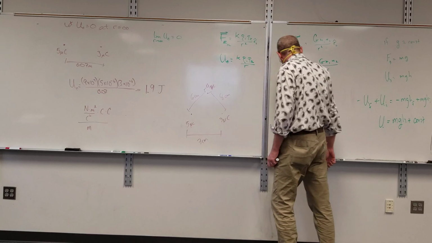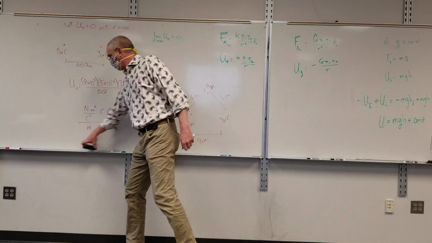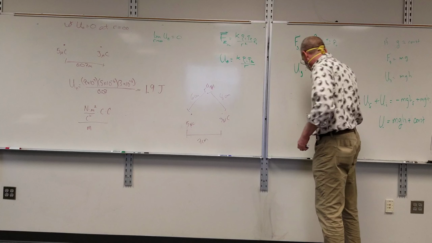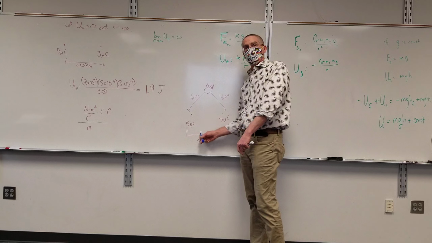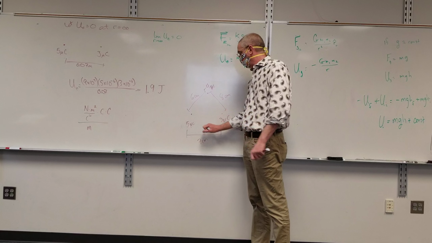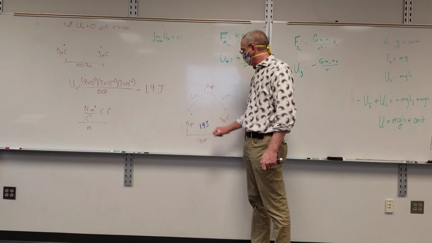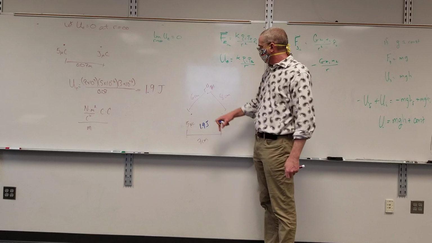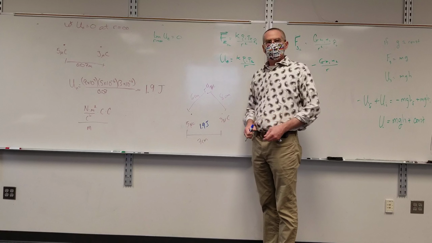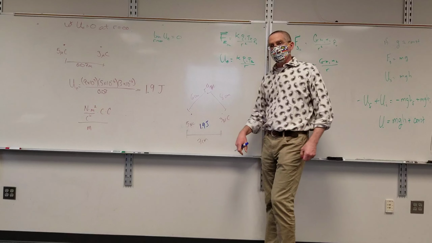So let's just go through that process. That's because we got one of them already. Or, hey, I'll do this one, you too, you do the other two. So that was 1.9 joules. Just randomly pick one or the other and start working on it and tell me what you get.